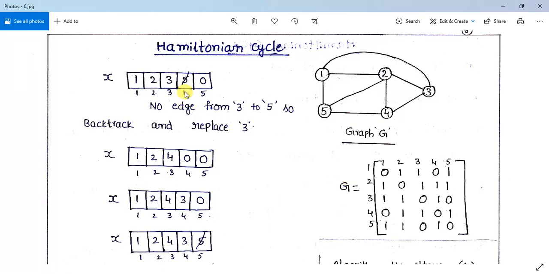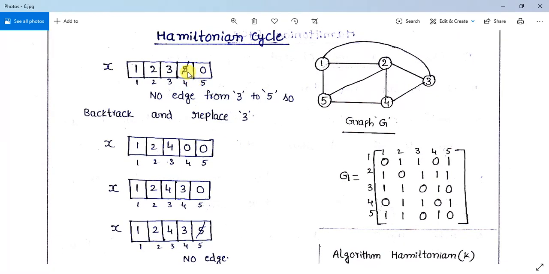Here we are unable to fill this vertex 5. Why? Because from 3 to 5 there is no edge. So that's why I cannot put vertex 5 in this box. So what I need to do, there are no values possible here, so backtrack to this index. Now replace this 3 with another value. What are the other possible values?